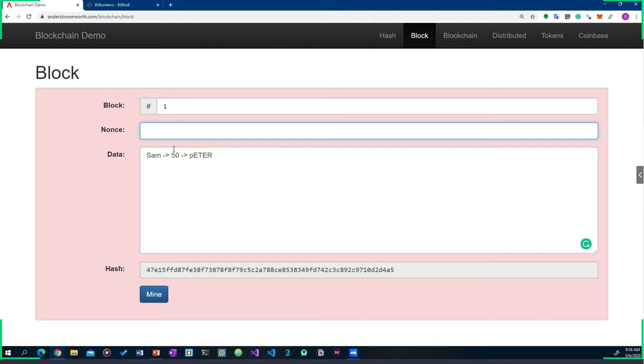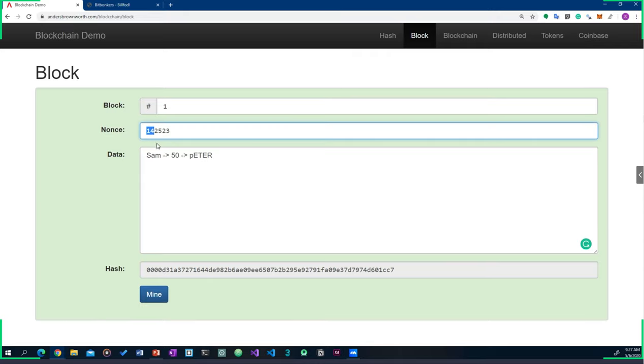So what do you do? You try one, and then you try two, and three, and then four, and you keep doing it until you find one that starts with four leading zeros. So when I click this mine button, what it does is essentially increase the nonce by one at a time and then check if the hash starts with four leading zeros. That's essentially the process of proof of work. So if we're lucky here, it shouldn't take long to find one. Sometimes it takes longer than usual. Oh, there we go.